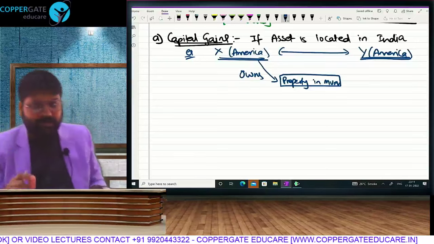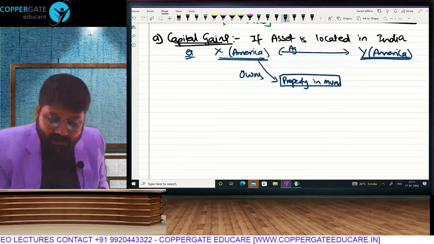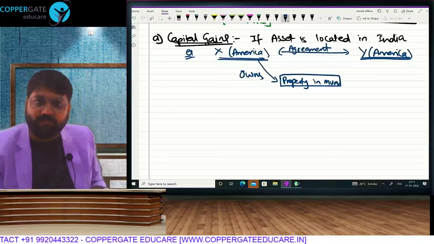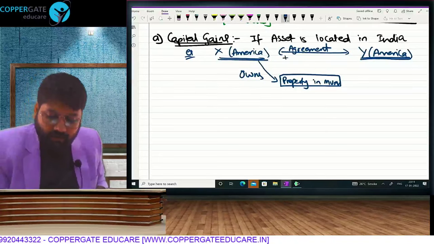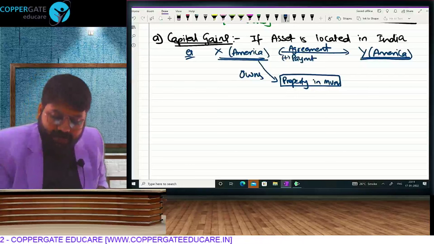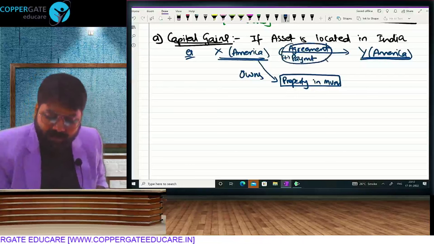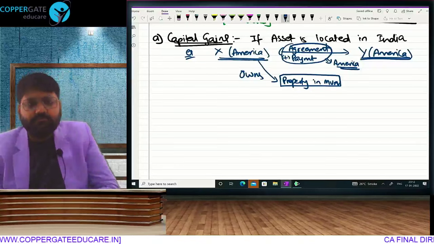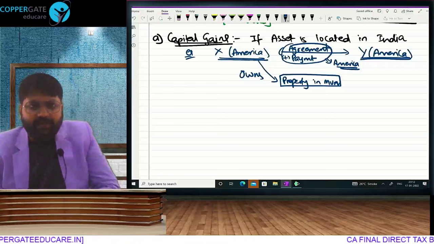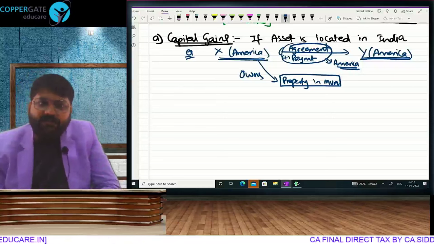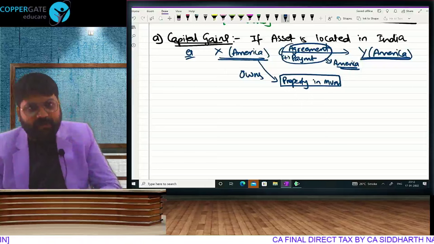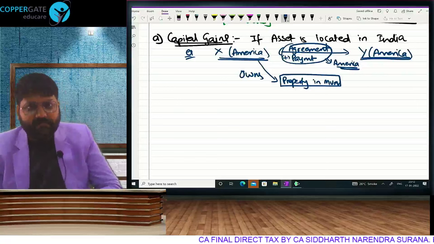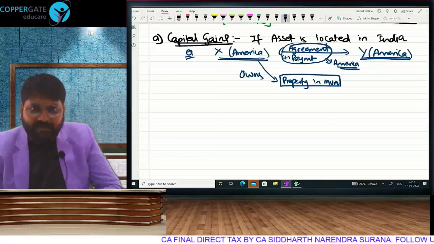Mr. Y liked the property. They did an agreement. And Mr. Y will make payment to Mr. X for purchase of house. The agreement, the payment, everything happened in America. Agreement happened in America. Payment happened in America. That means, can I say, one non-resident is making payment to another non-resident outside India? Agreement is being done outside India? Everything has happened outside India?